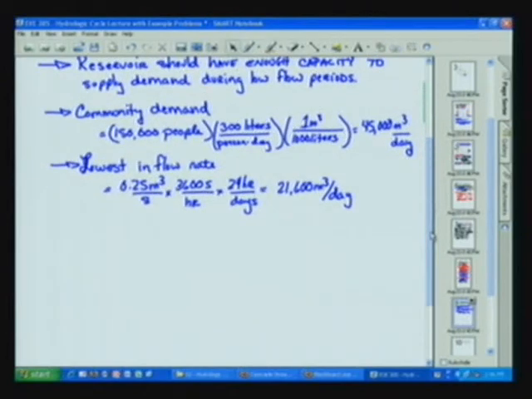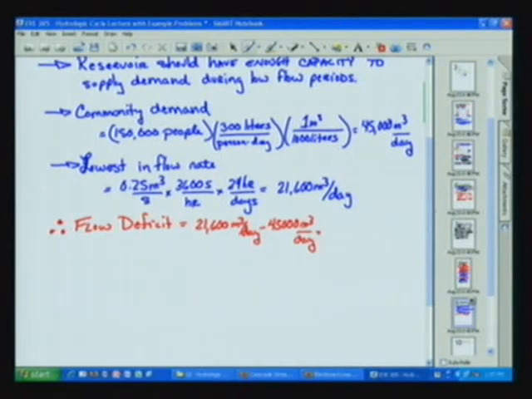So our flow deficit is 21,600 cubic meters of inflow minus the 45,000 cubic meters of consumption, which gives us a negative 23,400 cubic meters per day.